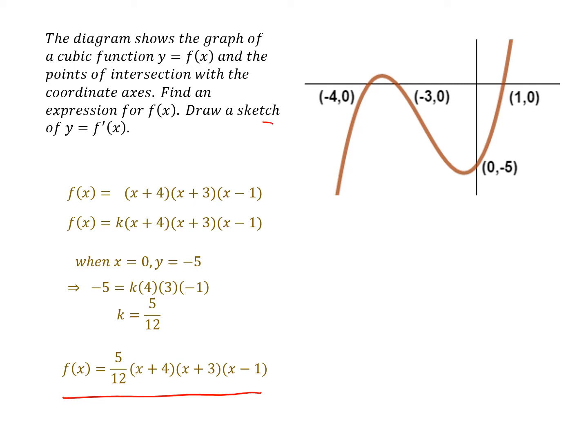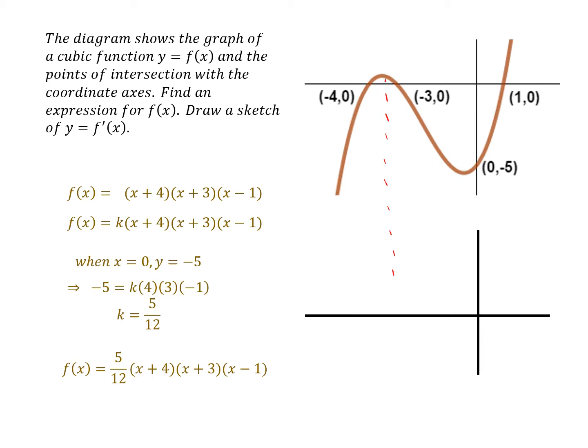But now we've got to draw a sketch of f dashed x, the gradient function. Let's have a look at that now. So when I look at the gradient function, I'm looking at the gradient of f of x, and there are some key points which are of interest to me. This point here, where the gradient is 0. So at that point there, the gradient is going to be 0. And at this point here, the gradient is 0 as well.